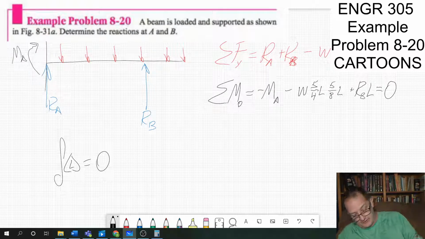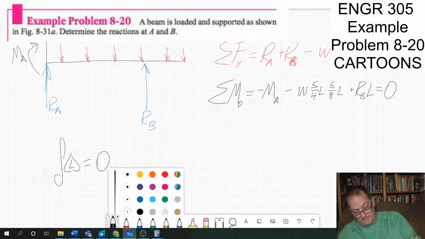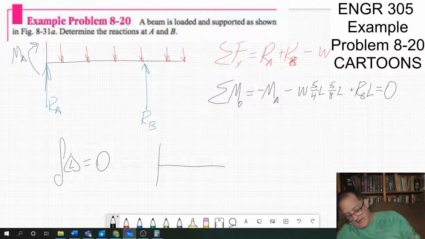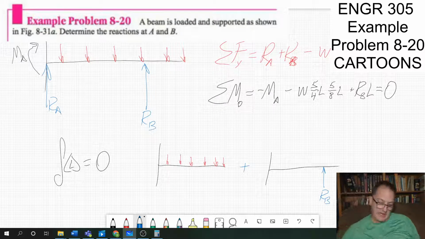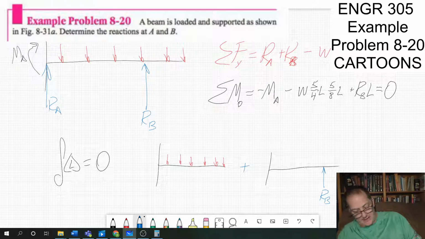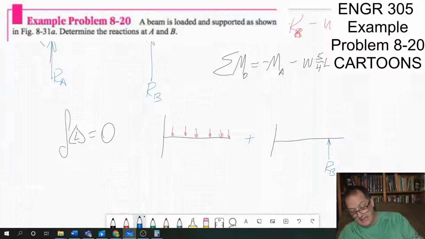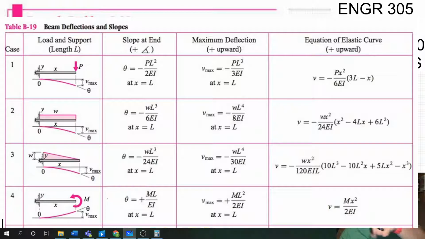The first thing I'm going to do is break this problem up into a cantilever beam with a distributed load, plus a cantilever beam with a load at the bottom, and I know that the deflection at L is equal to 0. Now, do we have equations for those 2 things? Yeah, they come right out of, I'm going to pull them up, they come right out of there.